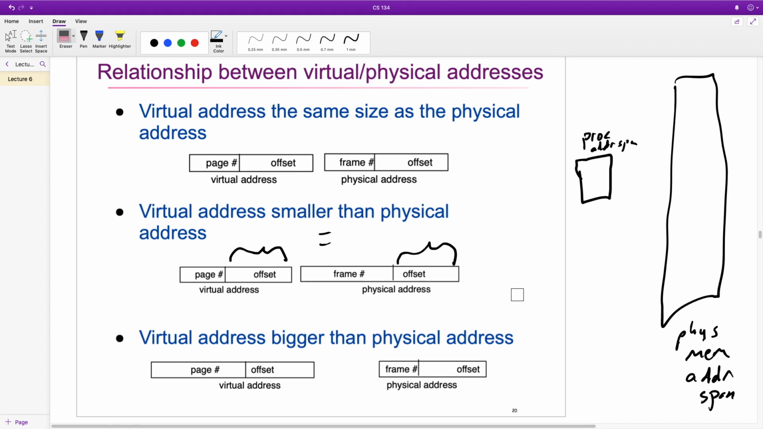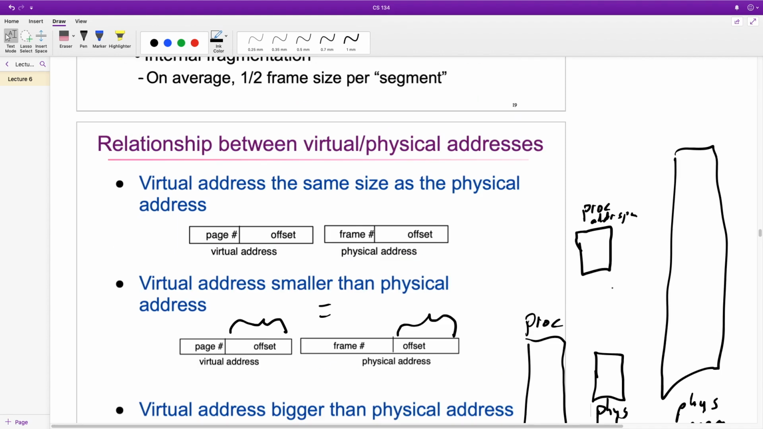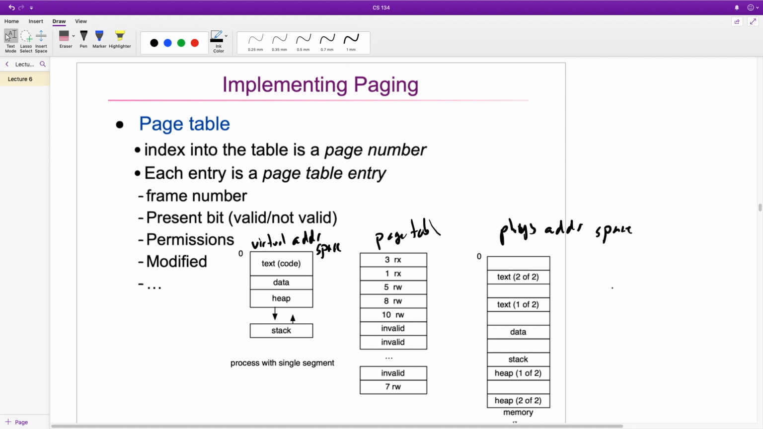So our process looks like this, and our physical memory looks like this. Is that even possible? Yes. There are a couple of ways that this can happen. One way is very simple.